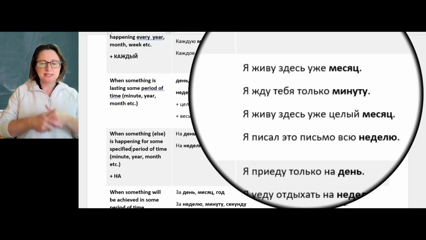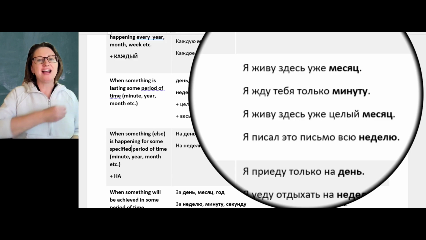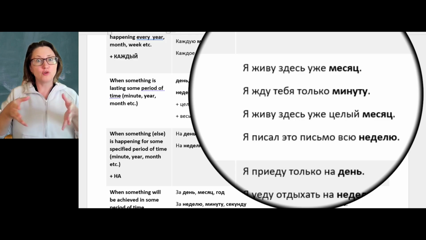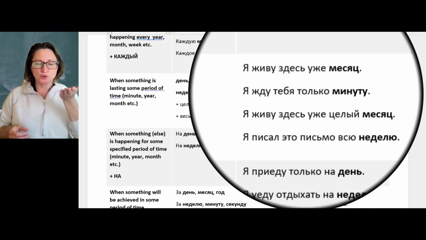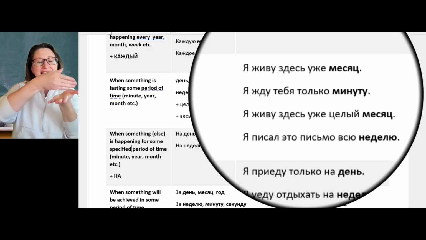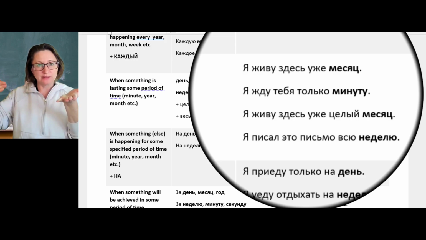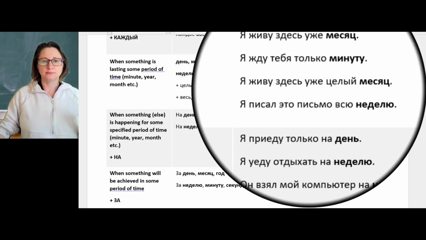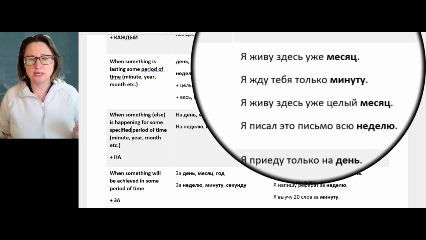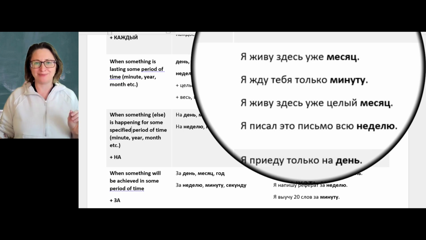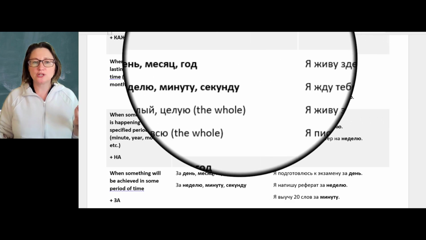Я живу здесь уже месяц. I've been living here for a month. So remember how I said something is lasting. So here the action of living here in that place has been lasting for a month. In Russian, no preposition, just put the word month into the accusative case. I don't know what happened with my computer here. So for example, я живу здесь уже месяц.